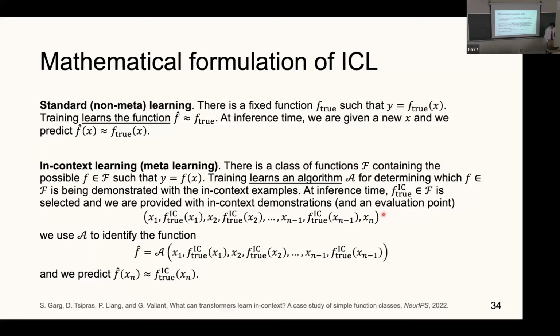So at inference time, once training is all done, some sparse parity function will be selected, and we'll see a bunch of demonstrations of it. Then we'll feed those demonstrations into the algorithm. The algorithm will identify which function is being demonstrated, if everything's perfect, and then it will make the prediction on the next input.